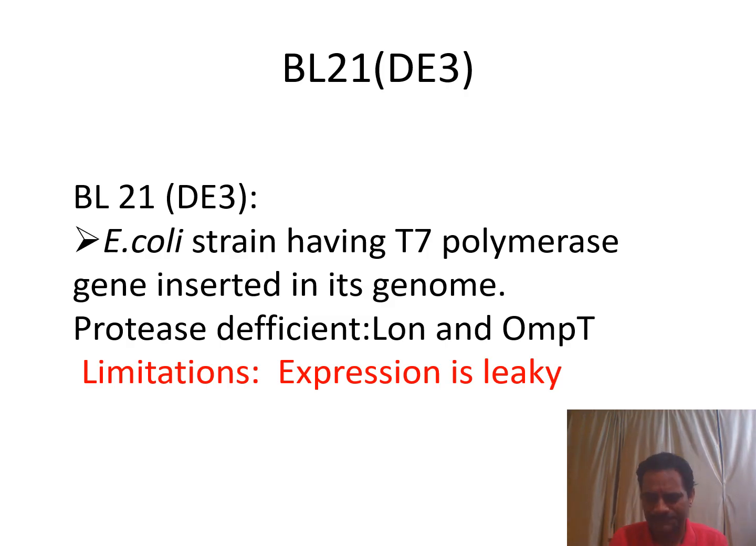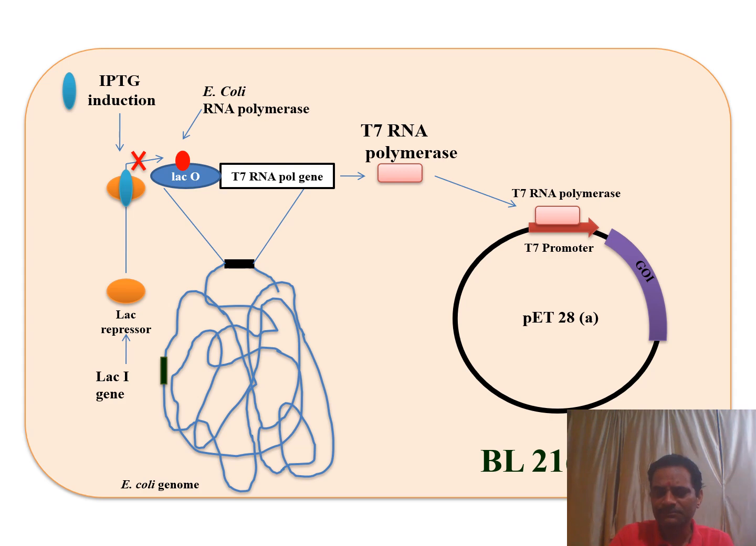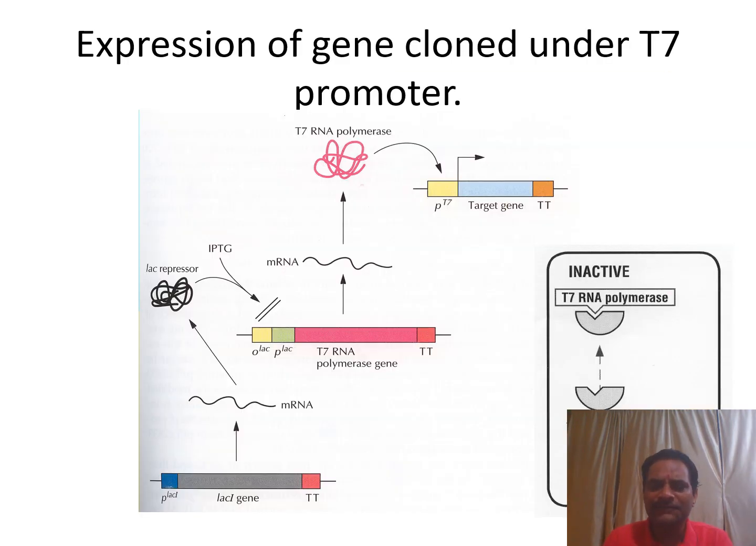So this is a loss. To overcome this, scientists first of all tried to find out the region. You can see here that in absence of IPTG, in absence of inducer, there is little expression of the T7 RNA polymerase gene. It binds to the T7 promoter here, and so they start producing the target protein. The target protein may be toxic, so due to toxicity this cell will not grow. So this is called a limitation.